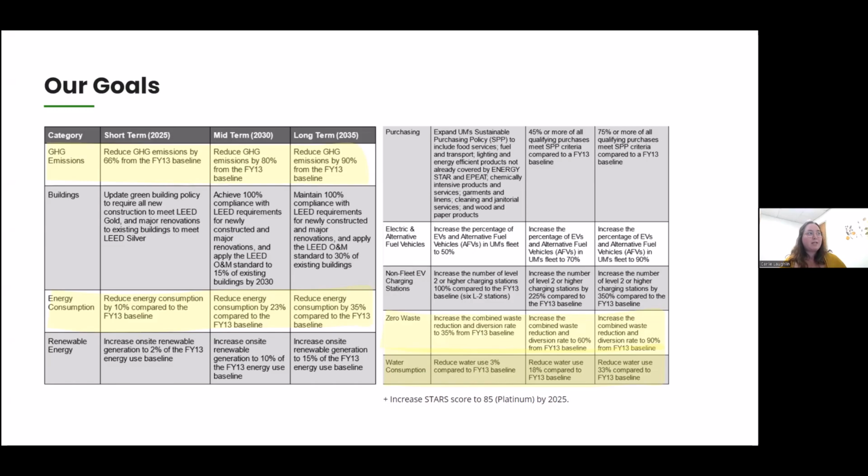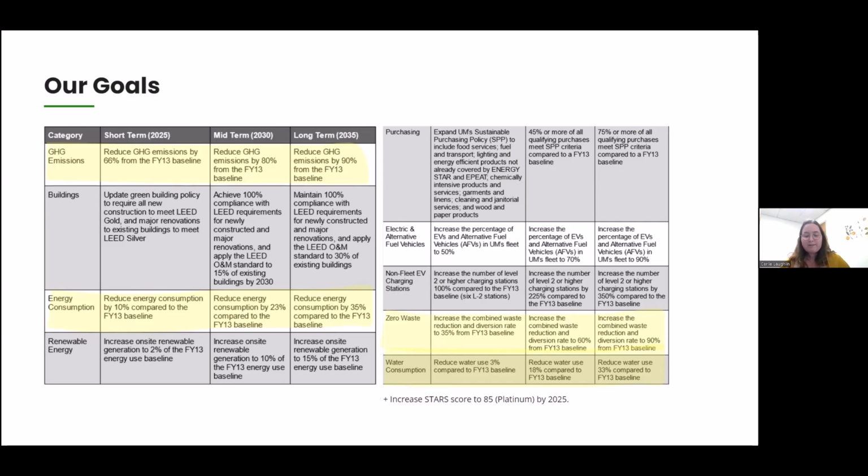For greenhouse gas emissions, by 2035, we want to reduce by 90% from our baseline value. But then we have these short-term and midterm goals just to make sure that we're on track to reach that 2035 goal. Same for energy consumption, reducing energy consumption by 35%. Zero waste, we want to increase our waste diversion, which is the waste that we divert away from the landfill, whether that's through recycling, composting, donating, etc., to 90%. And we want to reduce our water consumption by 33%.